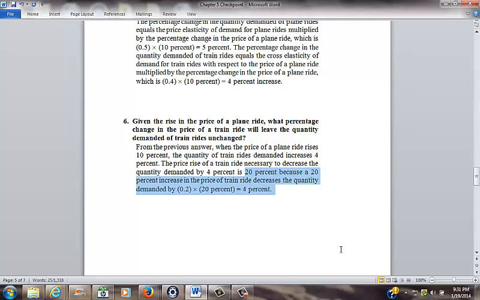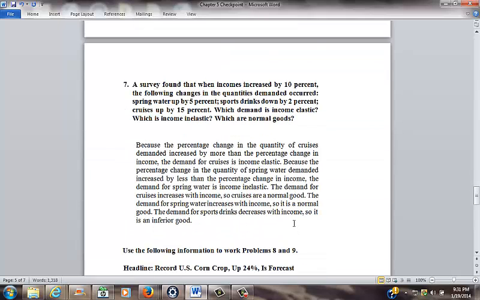A 20% increase in the price of a train ride decreases the quantity demanded by 4%. The price elasticity of demand equals 4% divided by 20%, which equals 0.2.